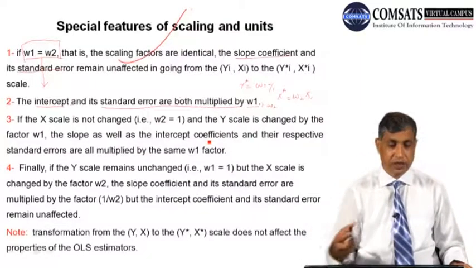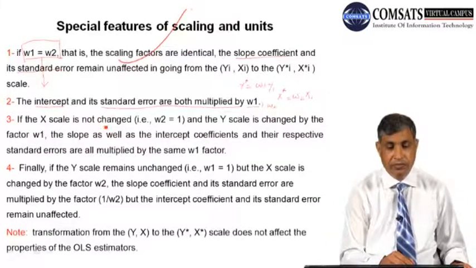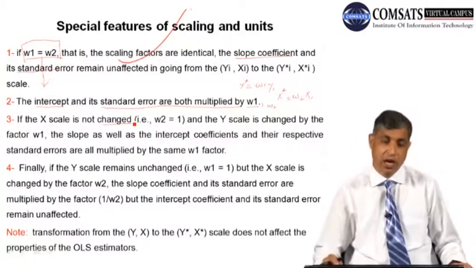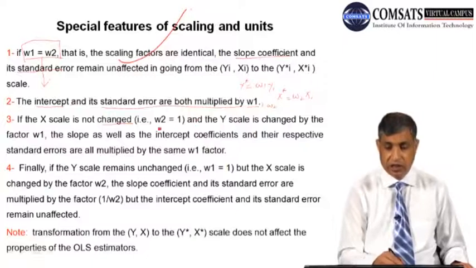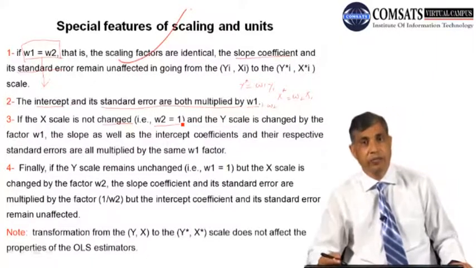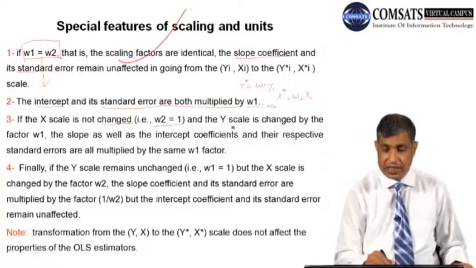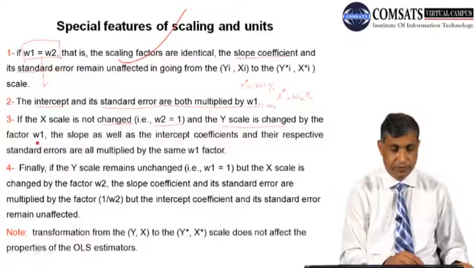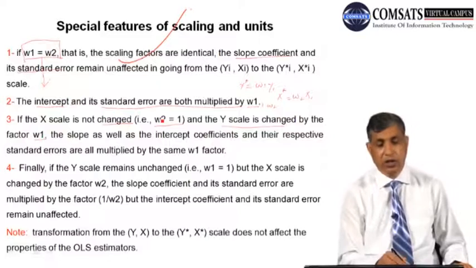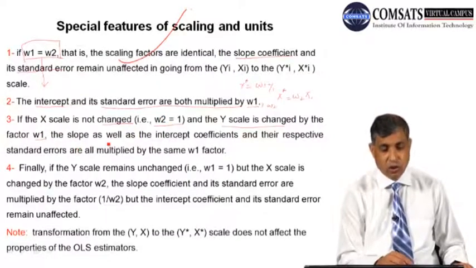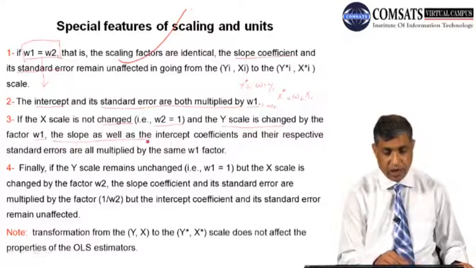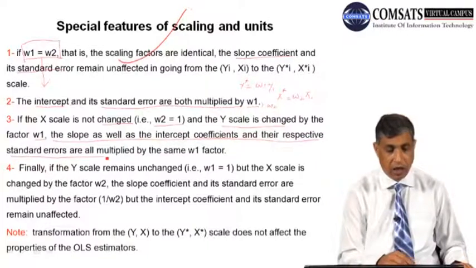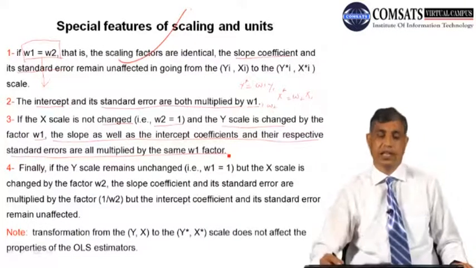What is the third one? If X scale is not changed, look at this, X scale is not changed. We will go to our original, that was in billion. If X scale is not changed, what this means is that W2 is equal to 1. Anything multiplied by 1 will remain the same. And Y scale is changed by the factor W1. X, W2 is not changed. The slope as well as the intercept coefficient and their respective standard errors are multiplied by the same W1 factor.